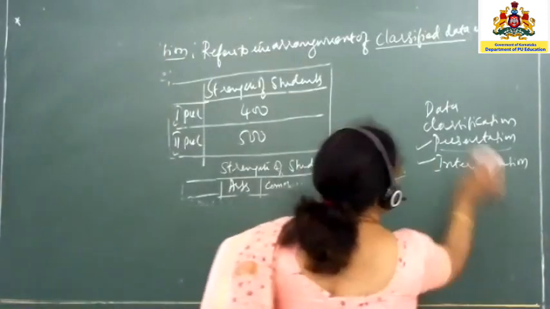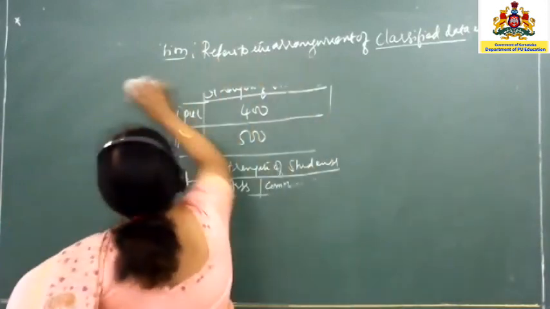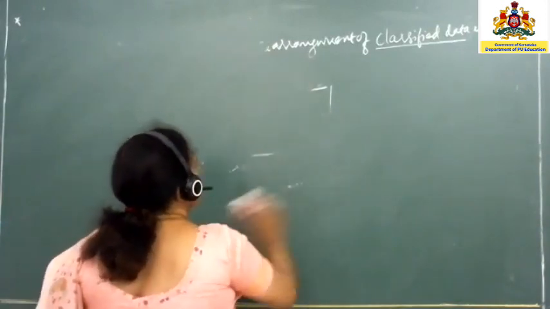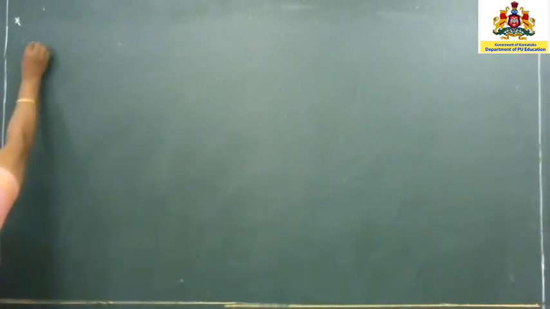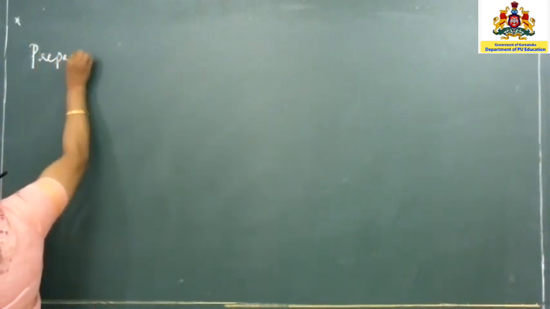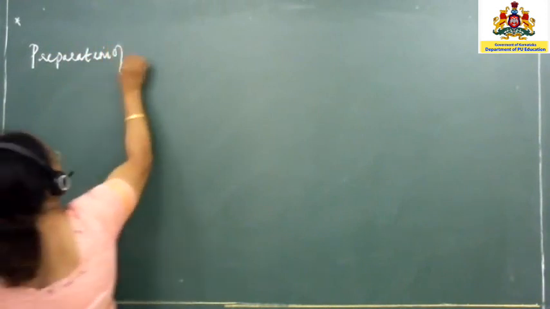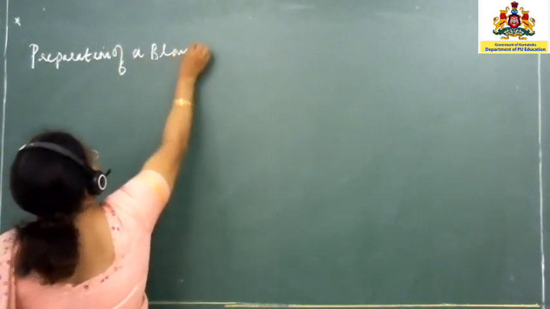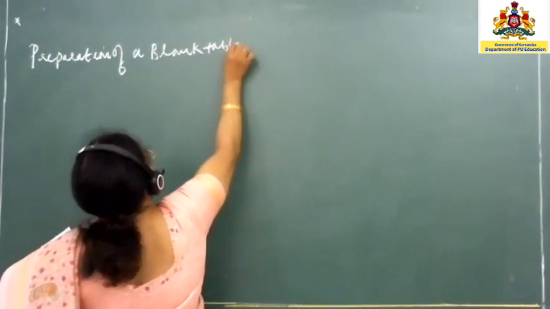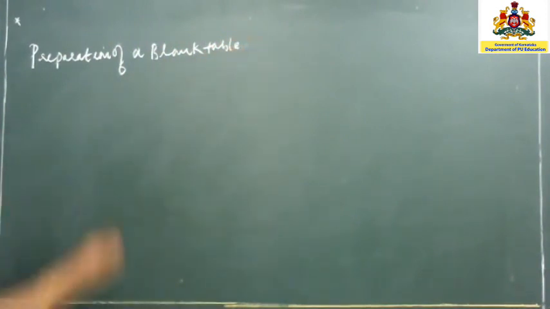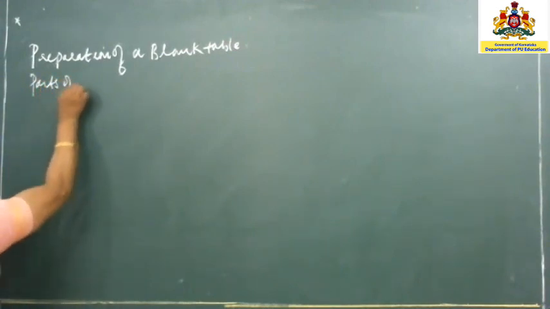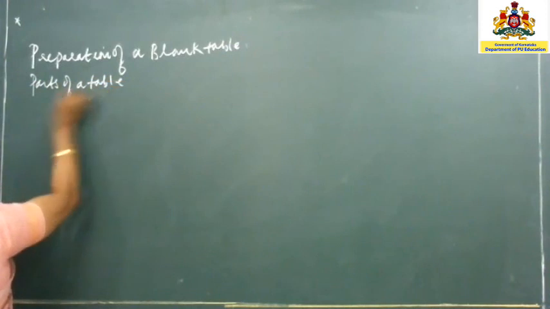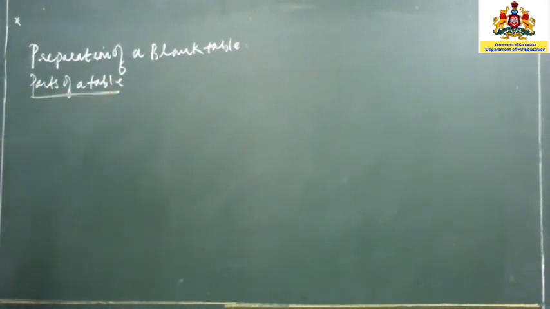How exactly to tackle a blank table. So this is what we call preparation. Now, first and foremost thing is you have certain parts of a table. So I'll just list it out. If all the parts are put together, then that only will become the preparation.